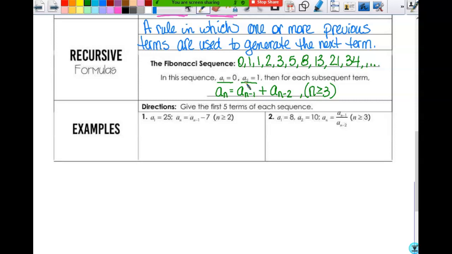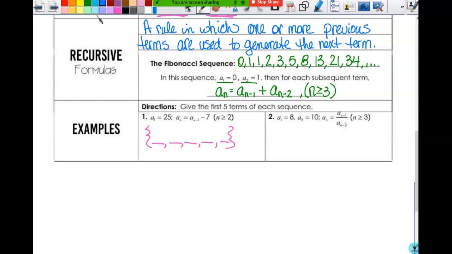So in order for me to find the 78th term, I have to know the 76th and the 77th term, which would mean I'd have to write it all out. That's the way recursive formulas work. Okay, so looking at that, it says give the first 5 terms of each sequence. So if I want the first 5 terms, this is 1, 2, 3, 4, 5. There's my 5 terms.